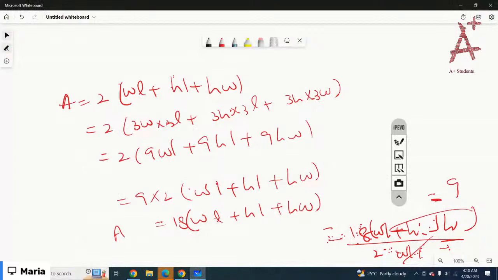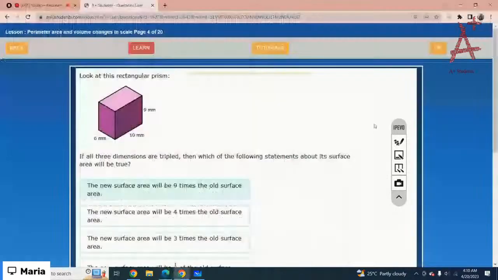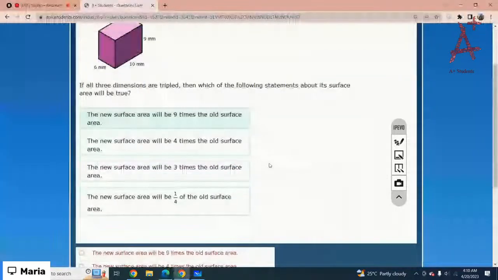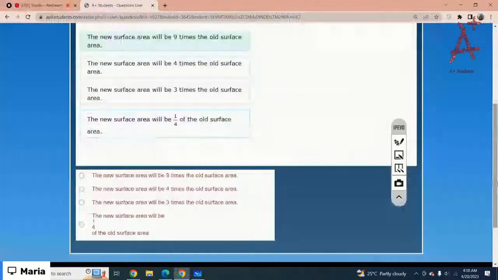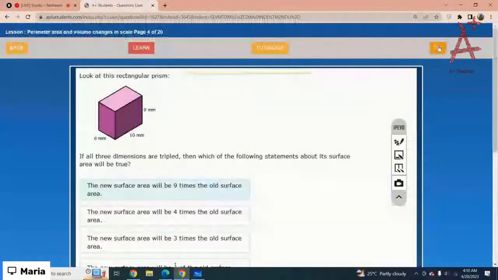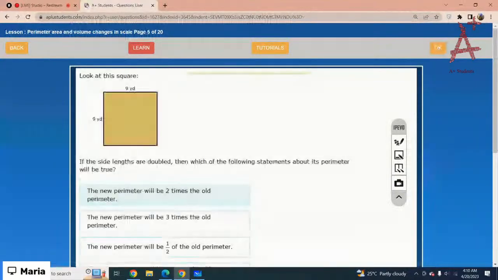Got it? The correct option is that the new surface area will be 9 times the old surface area. Option number one is the correct option. Okay, you can complete the test by yourself later today.